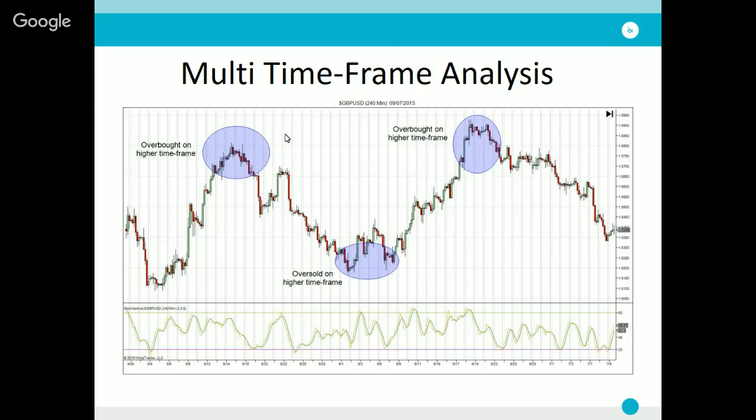However, looking to the higher time frame stochastic, I've highlighted the regions where the higher time frame stochastic has moved into extreme territory. And you can see that shortly after we broke out above these highs, the higher time frame stochastic was flagging momentum as being overbought. And you can see that from that point, we got a reversal lower.